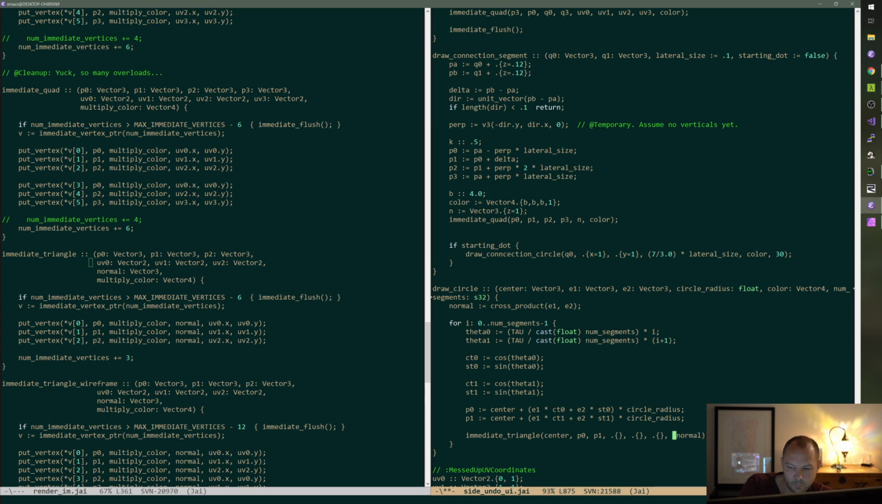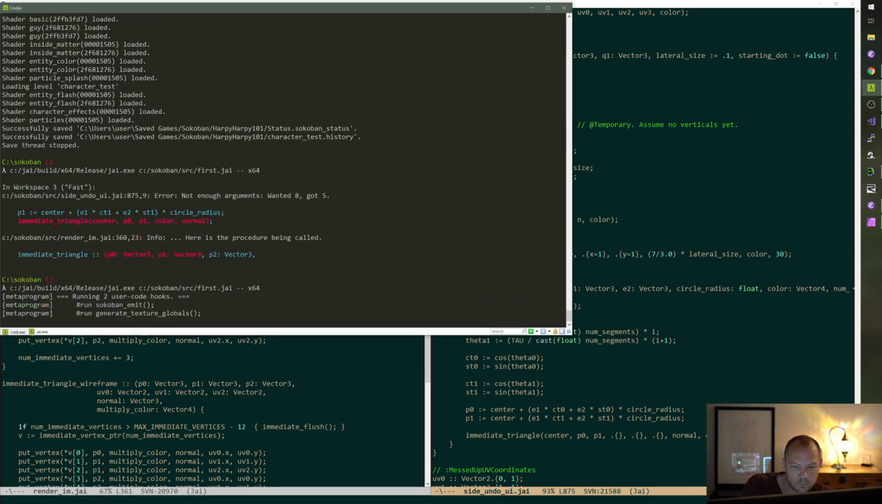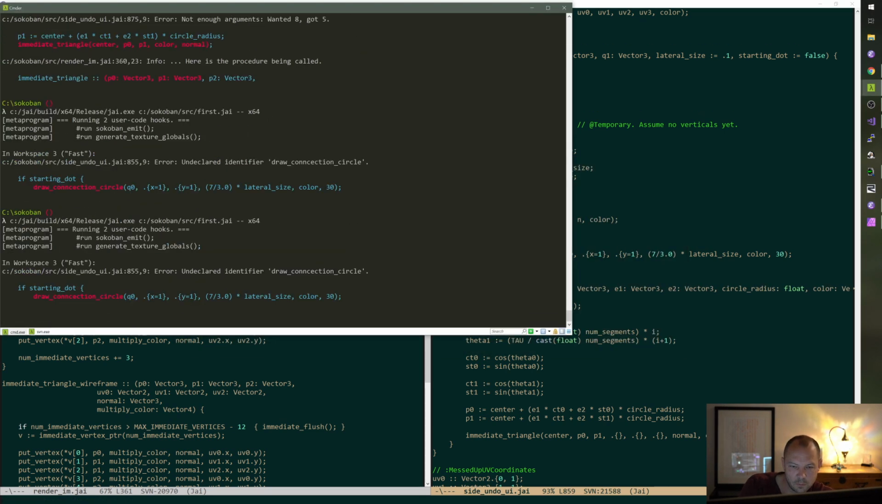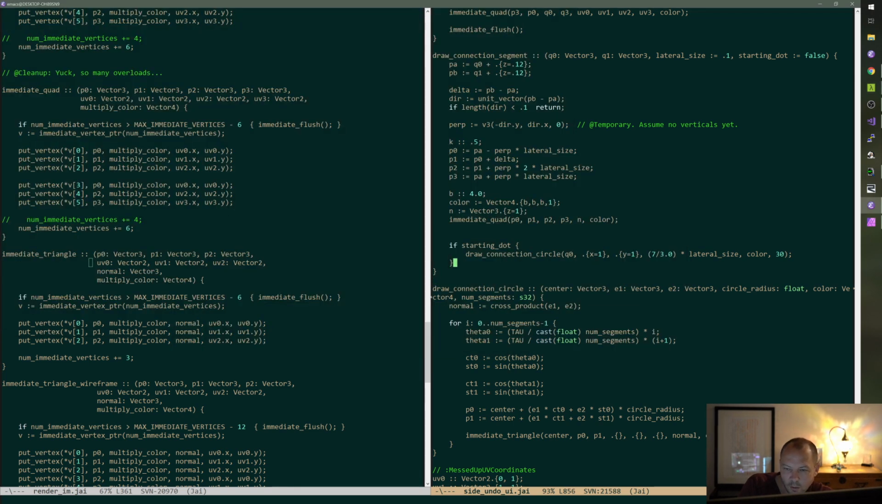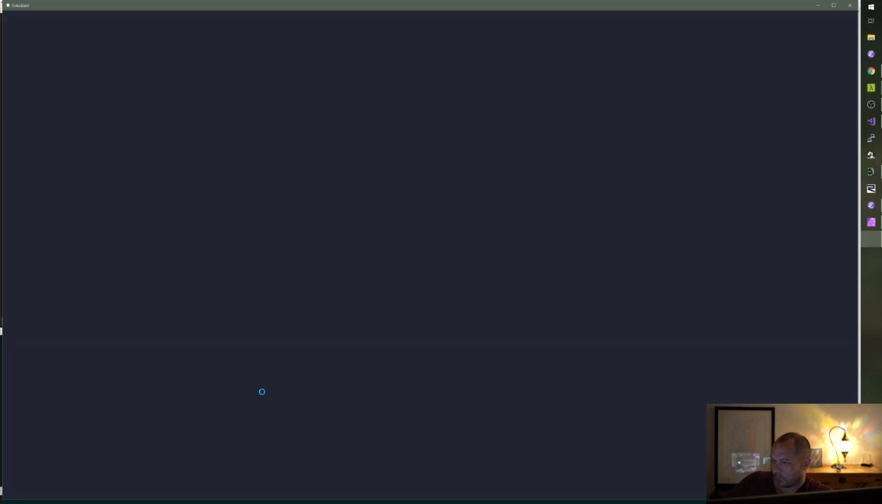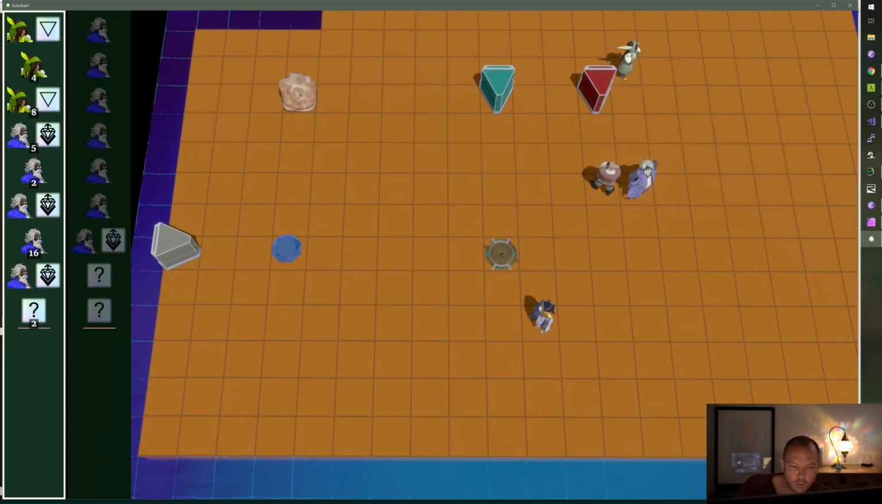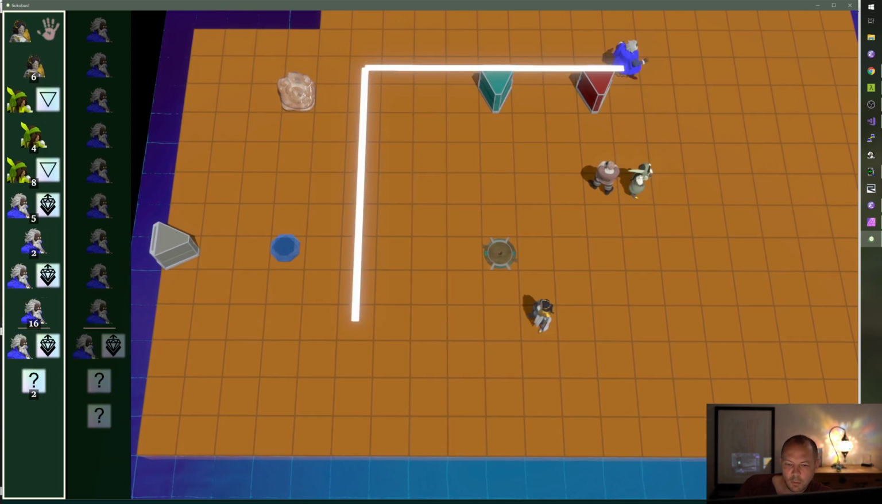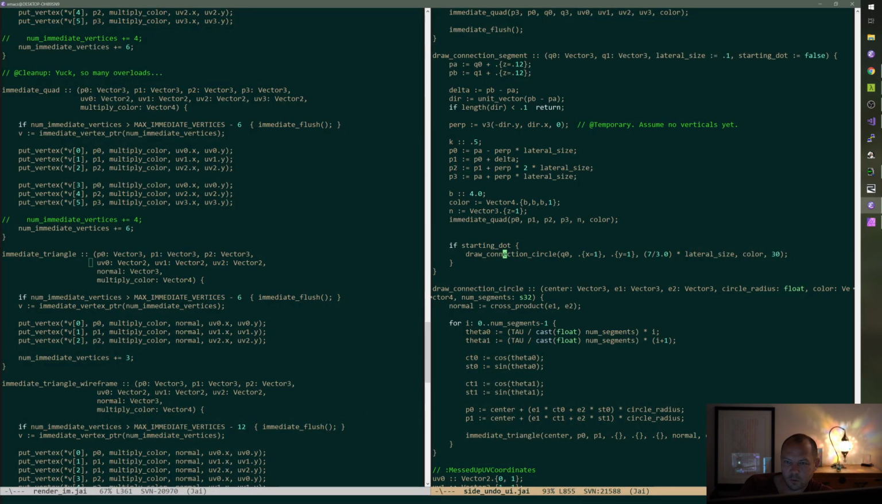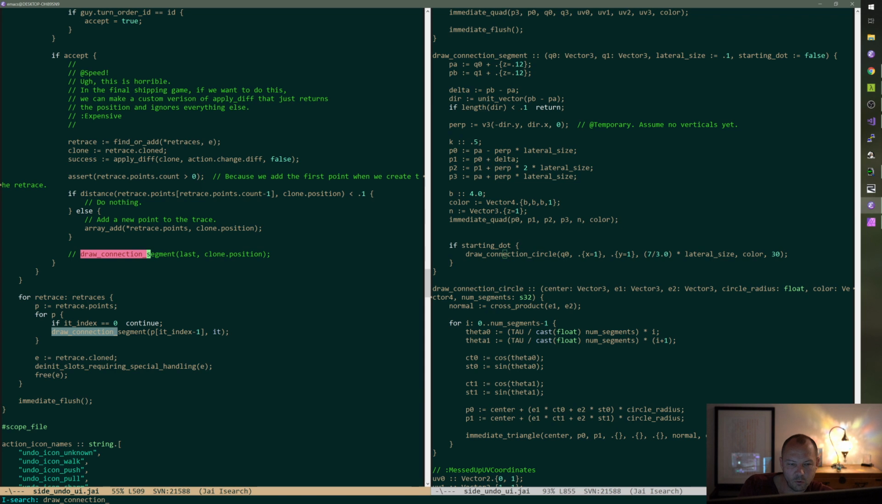Normal and color. Draw a convection circle. The ratio of the line thickness to the starting circle thickness. Okay, it didn't matter because we never passed true for this argument. So I am fired.